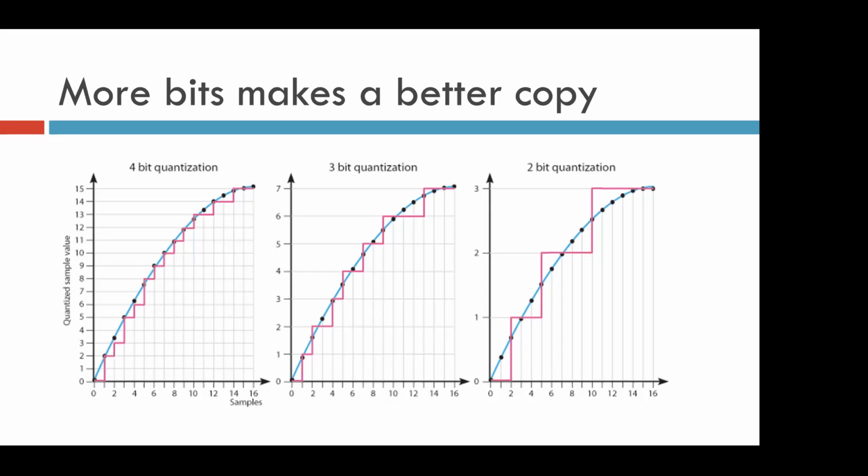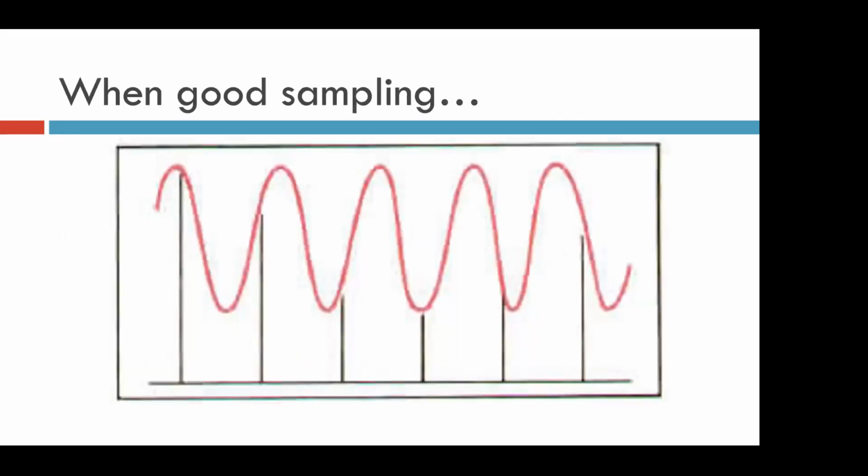So 2-bit quantization has 2 bits, so there's only 2 places you can store the data. Those bits can either be ones or zeros. The 3-bit quantization has 3 bits where you can store the data, and the 4-bit has 4 bits. So why is this important? Why does this matter at all?